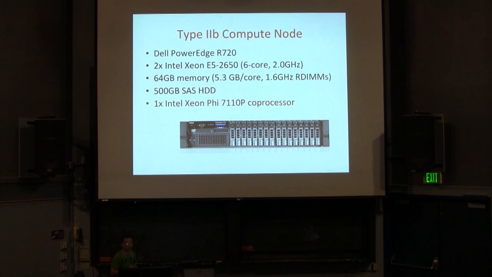And the second type of our accelerated compute nodes are those accelerated by the so-called Xeon Phi. I'll introduce you a little bit more about this Xeon Phi architecture later.